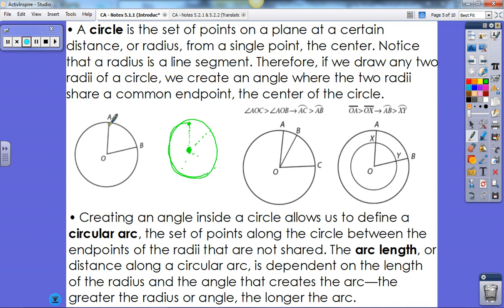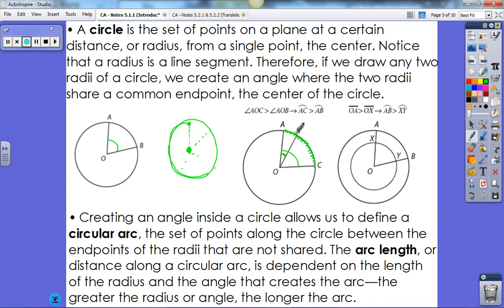When we draw any 2 radii of a circle, we're going to create an angle. And one thing to note is down here it talks about an arc and arc length. When I create that angle, I also have arcs here. And if I'm talking about angles, here it says angle AOC, which is this larger angle here, is greater than angle AOB. So obviously this whole angle is larger than this smaller angle here.